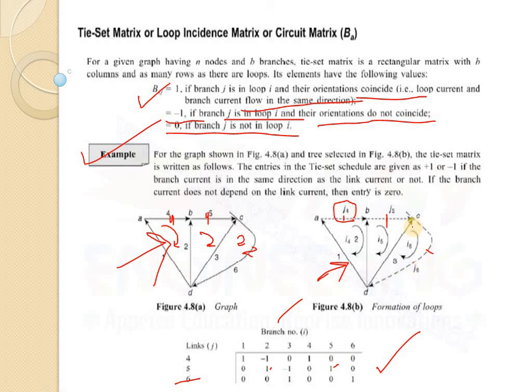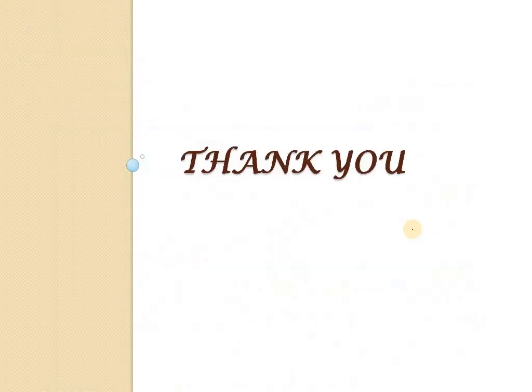And in the third loop, it is combined between 3 and 6, between these two, and both have the same direction. So both will be plus and all the remaining will be 0. That is the tie-set matrix we have formed here.